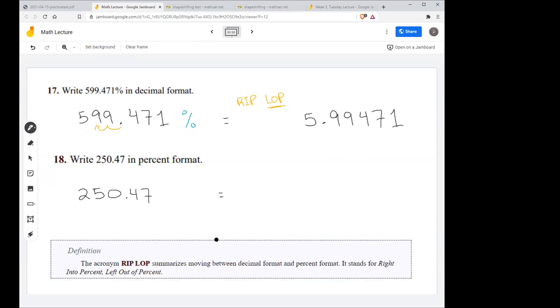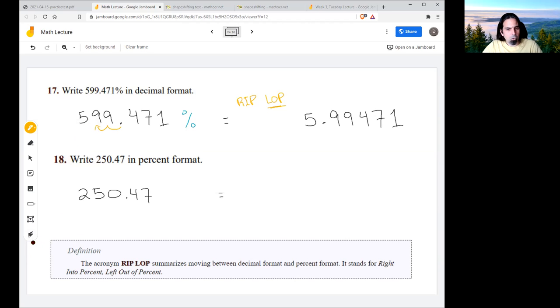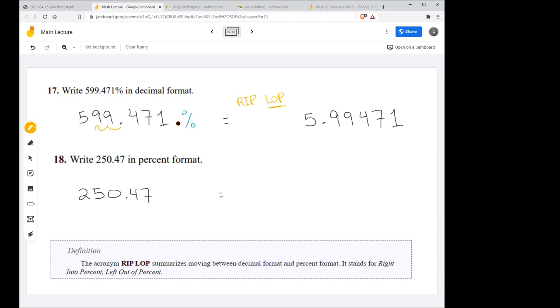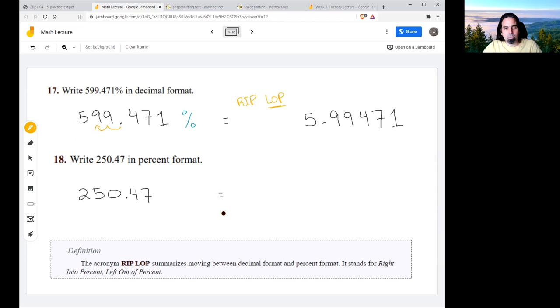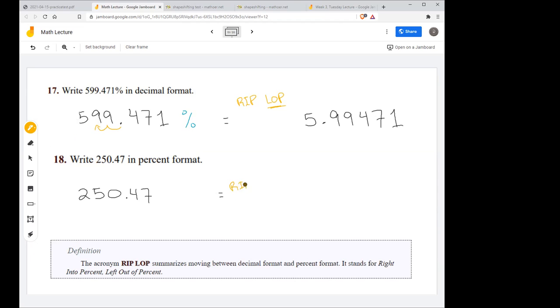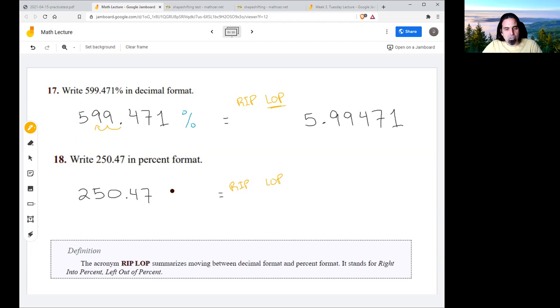For number 18, why would you only scoot 2? Because percent always means out of 100. Oh, okay. So I'm always replacing this with a times 100 or a divided by 100. Good question. Now I'm going into percent. I don't have a percent. I want to put one there. So I go right, and that makes it bigger by a times 100. Then I'm allowed to put my percent symbol on, which is the same thing as make it smaller by 100. They cancel out.